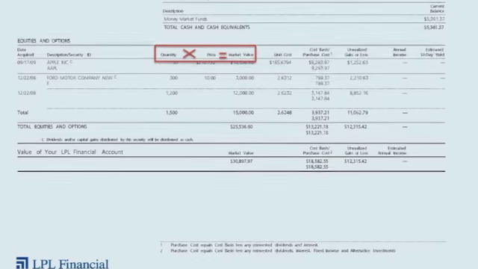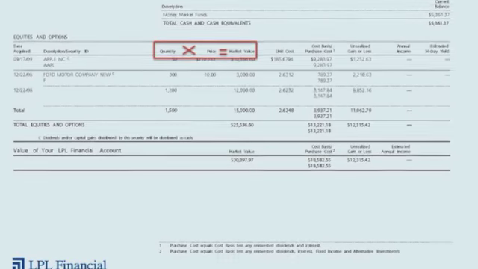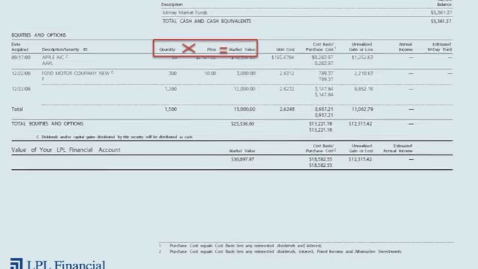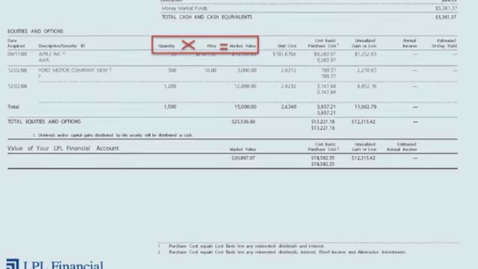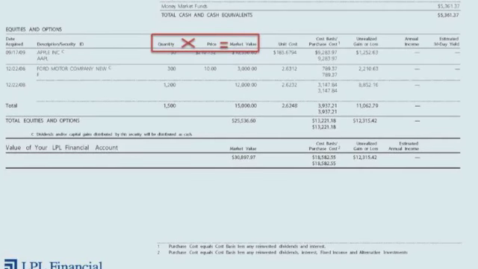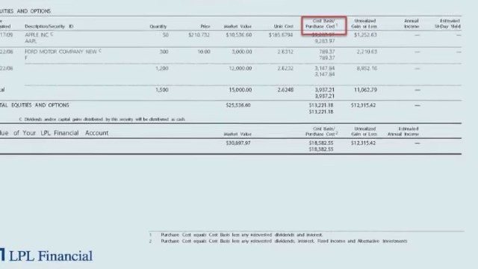Here are the details of the stocks that you own. This is a snapshot of your stock holdings at the close of market on the last business day of the month. It tells the name of the corporation, the number of shares you own, and the market price. Those last two numbers, multiplied together, tell you the market value.